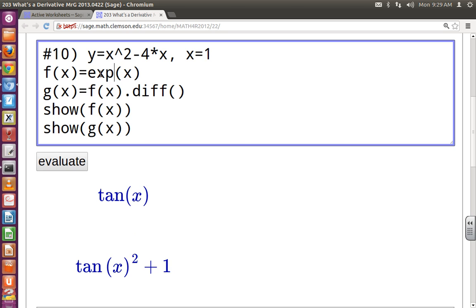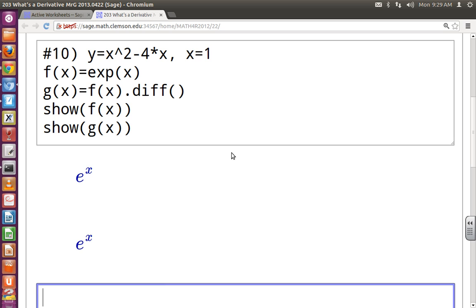What about exp? What do you think exp stands for? Exp is a special name. It's e to the x. Look at that. Isn't that weird? E to the x is a weird function in that its derivative is itself. So you could make Sage differentiate anything you want.